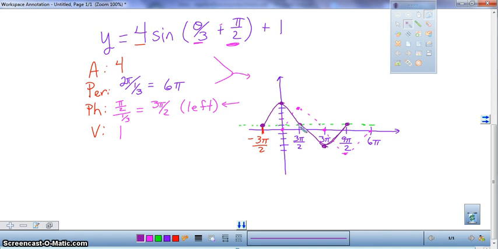I have a phase shift, and I have a vertical shift. So my phase shift went this way, 3 pi over 2, and my vertical shift was up 1, +1.